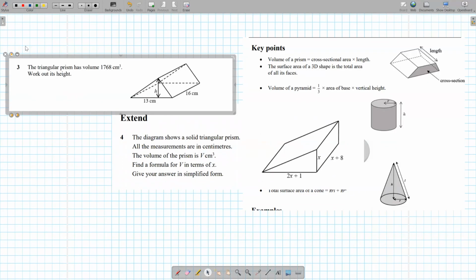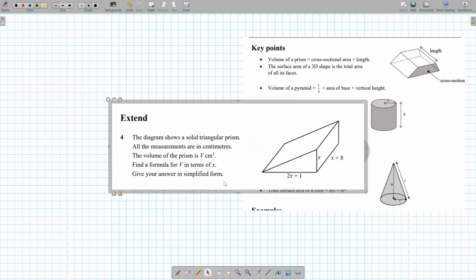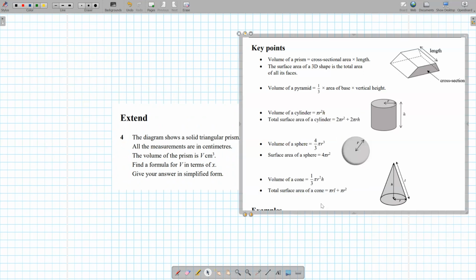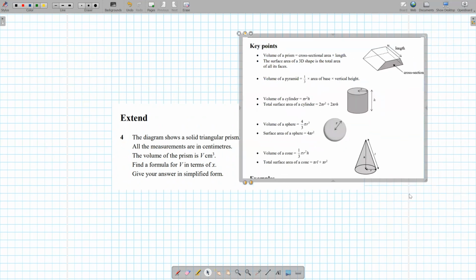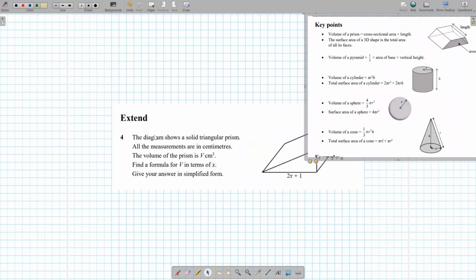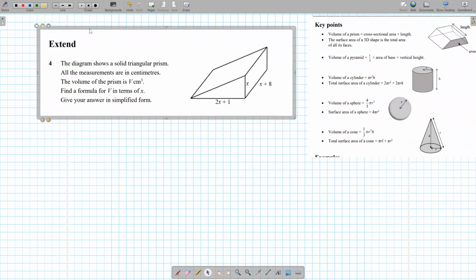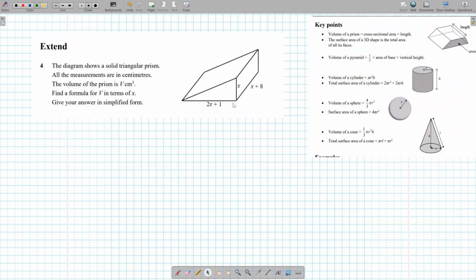Now this one requires you to simplify algebraic expressions. I do not think we need the formula sheet. I'm just going to put it up here. In this case, they've given us everything, but it's in terms of x. And the question is to find the volume in terms of x. So let me set this up.